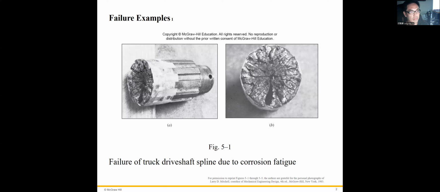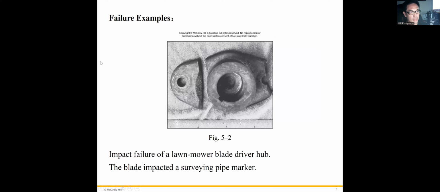I mean, the circumstances of your components or the environment of your components will severely influence the failure of your components. Also, this lawn mower blade driver hub was broken by a surveying pipe marker. Okay, so maybe something hit this stress concentration area to break it down quickly.